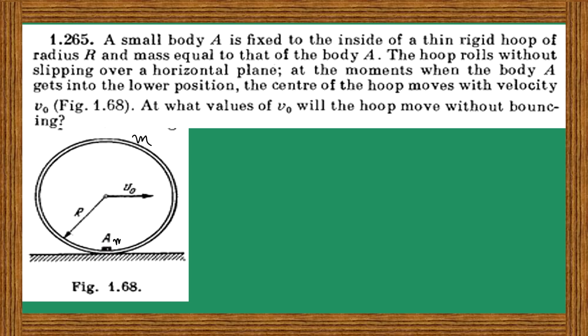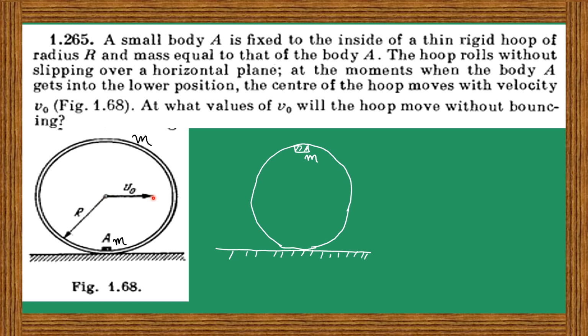Simple. And after a while, what will happen? If this is a case of pure rolling, after rolling, this small mass m will rise to the top. This small mass m rises to the top. The question is asking, find out the minimum velocity out here.